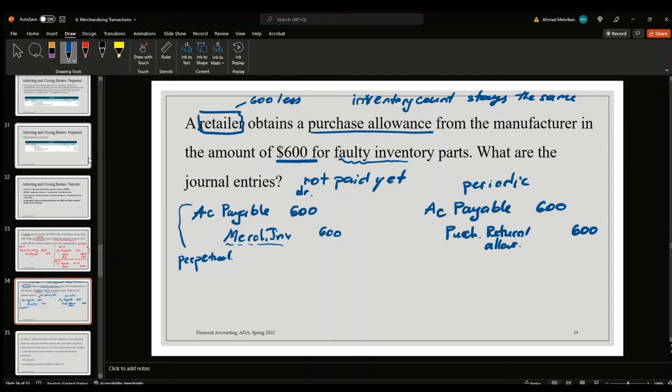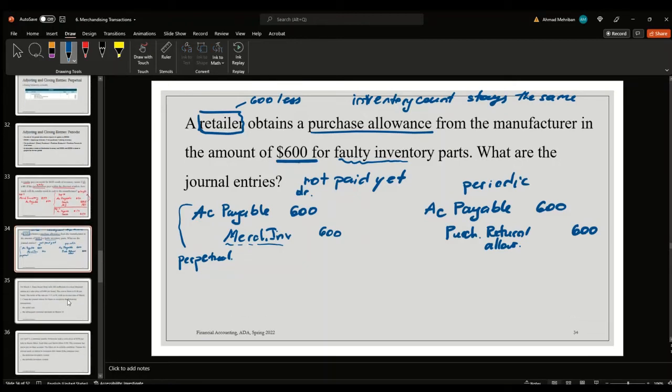I know some of you may have gotten confused as to why we did perpetual, and how we know which one to do. Again, during the exam, I will specify which methodology I want you to use. If I say, what are the journal entries if we assume perpetual inventory, or if I want you to do periodic, I will specify it as well. So please don't overthink that. I hope that you understand the entries.